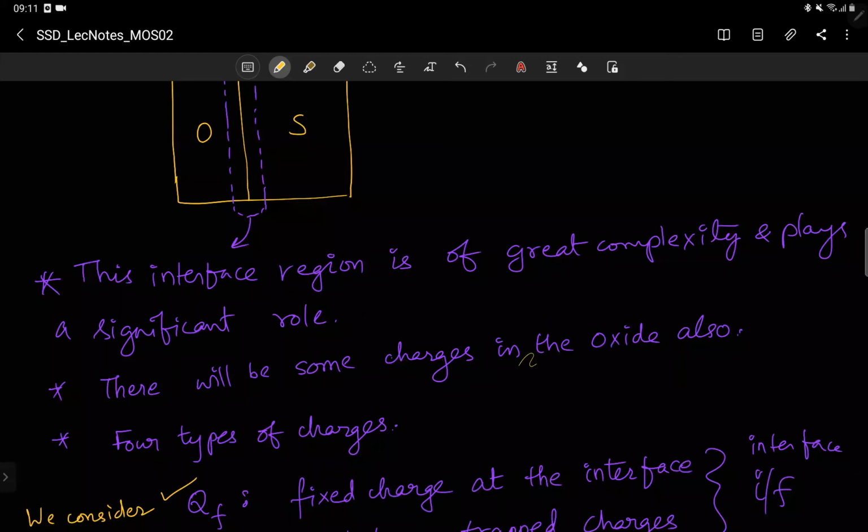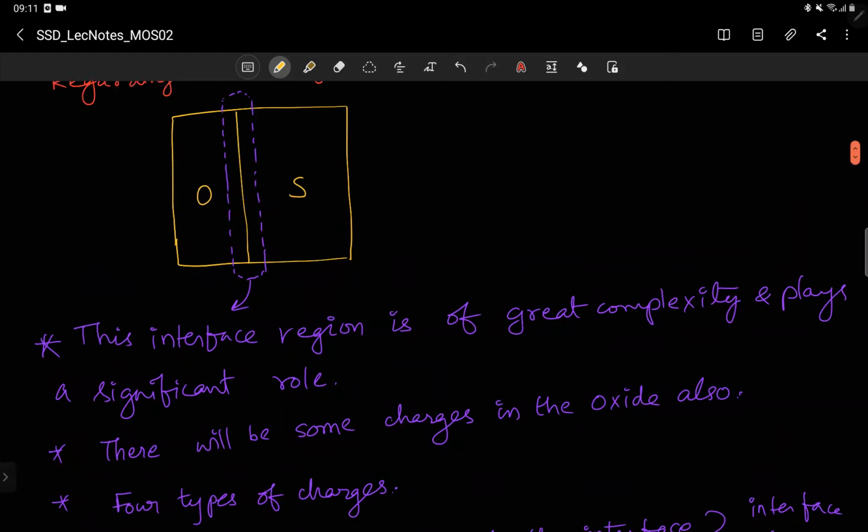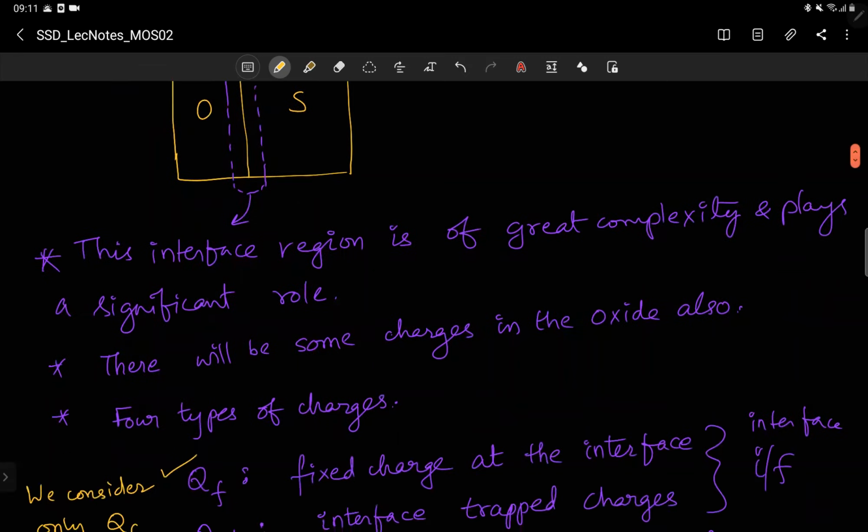There will be some charge at the interface, and there will be some charge in the oxide. Uncompensated charge, or something of that sort, you can say, uncompensated at the same place. Okay, we'll come to that later. So there are four types of charges.